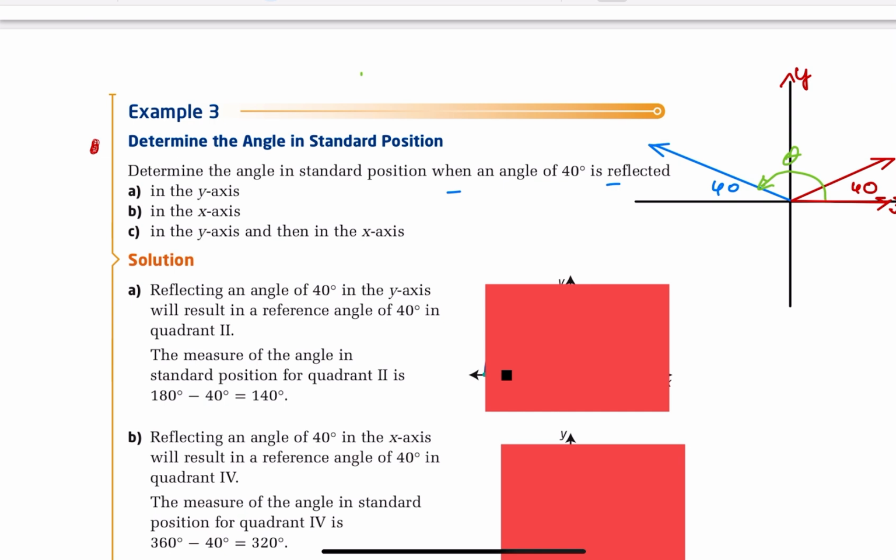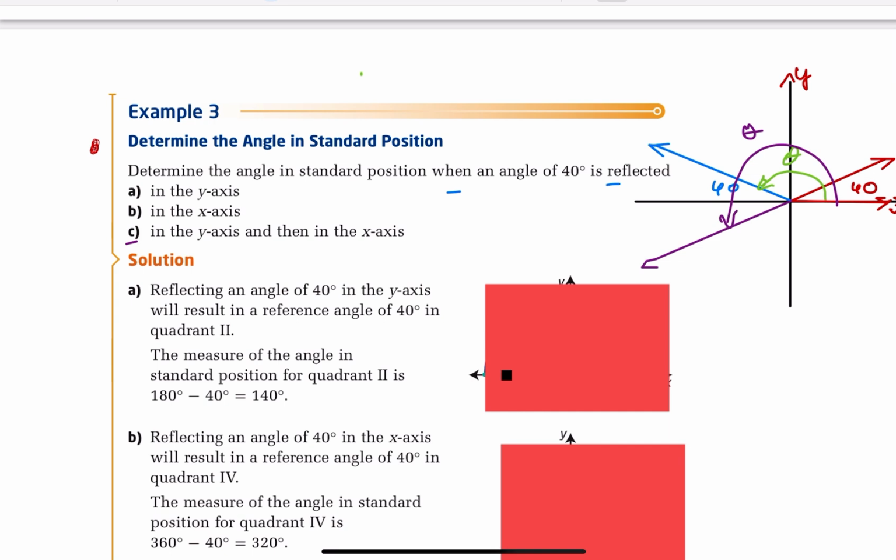Same thing if you reflect your terminal arm to this side, which is number C. You'll get your angle starting from here and going up to here. This is your theta.